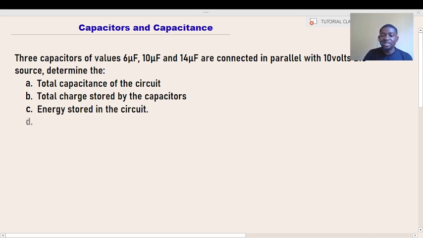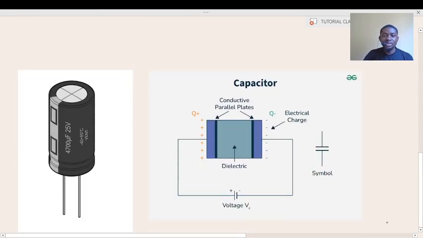To effectively understand this, we need to first understand what we call a capacitor. A capacitor is a device that stores electrical charges. It is made up of two parallel plates, just like we have it here, separated by a dielectric. So in electronics, we represent it with this symbol.